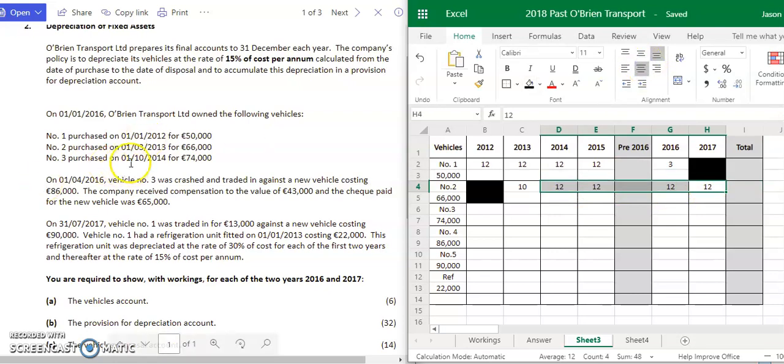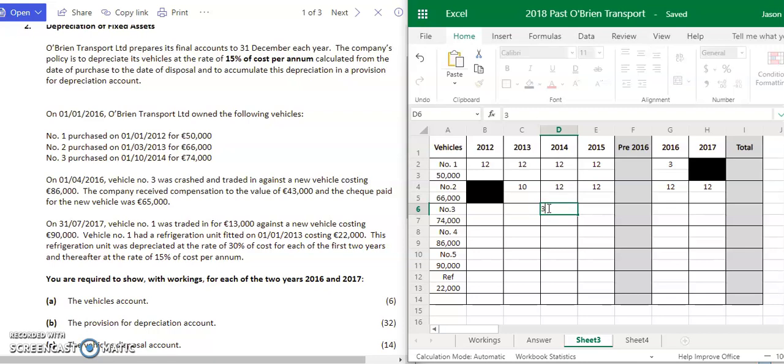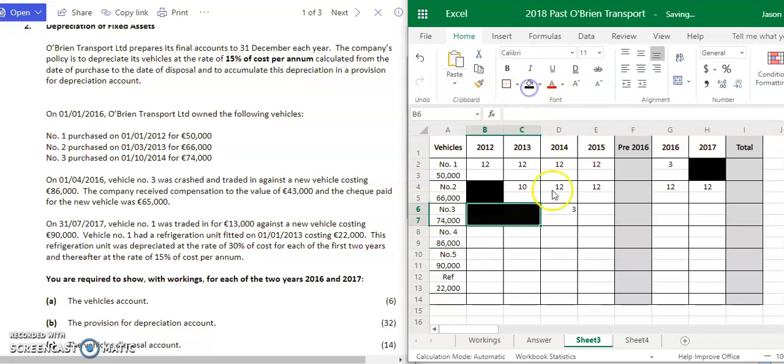Vehicle number 3 then we purchased on the 1st of 10th, 2014. So we're going to start in 2014. And we had it for the 10th month, the 11th month, and the 12th month. So we had it for 3 months. So we didn't have it for the first 2 years. So we just blank them out. And then vehicle number 3 was crashed on the 1st of 4th, 2016.